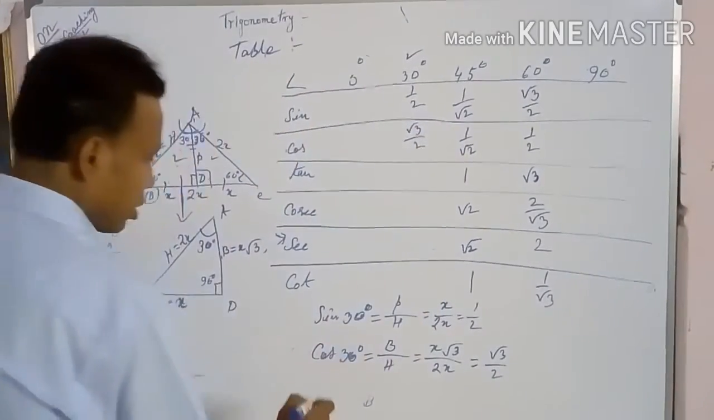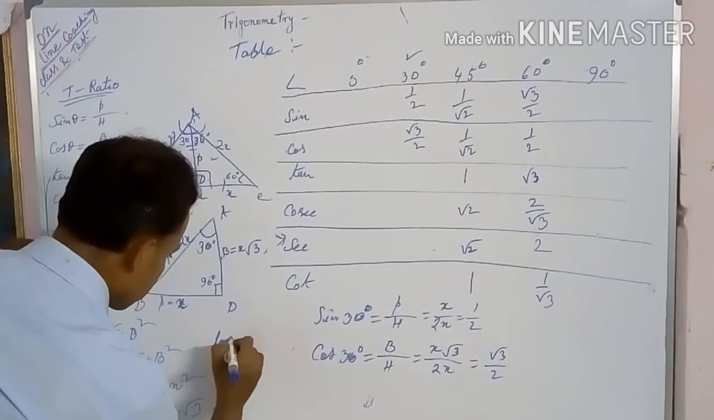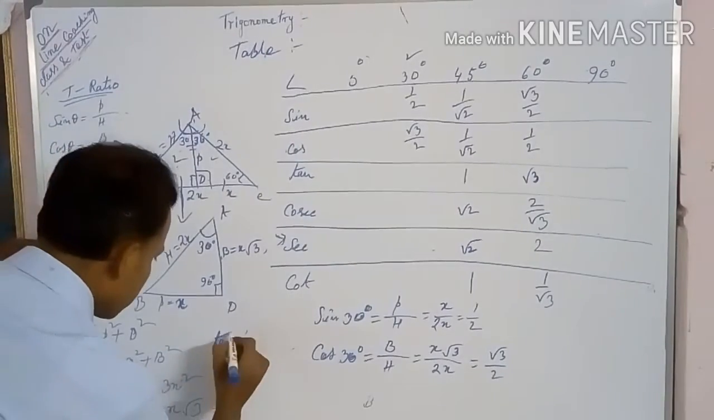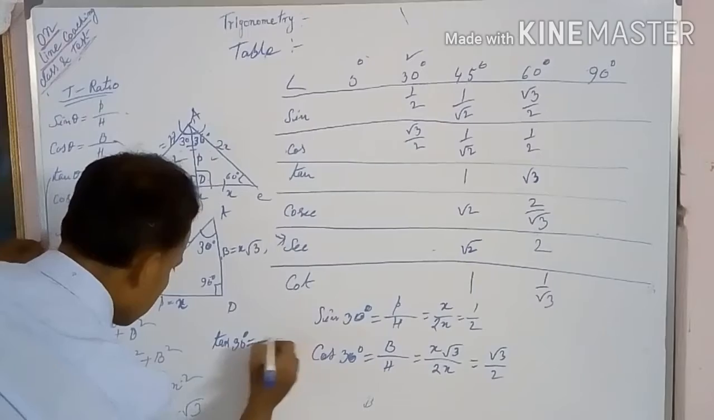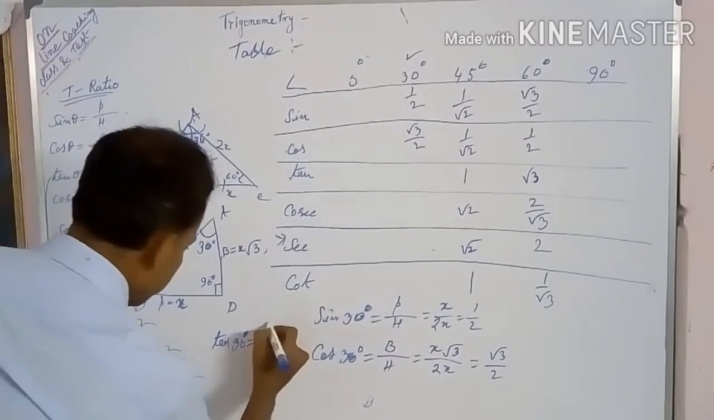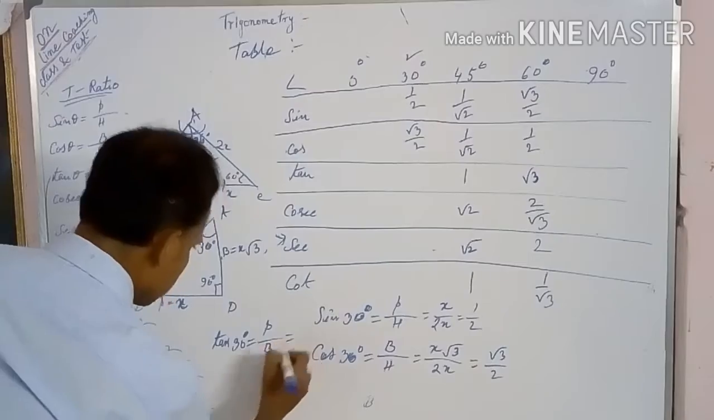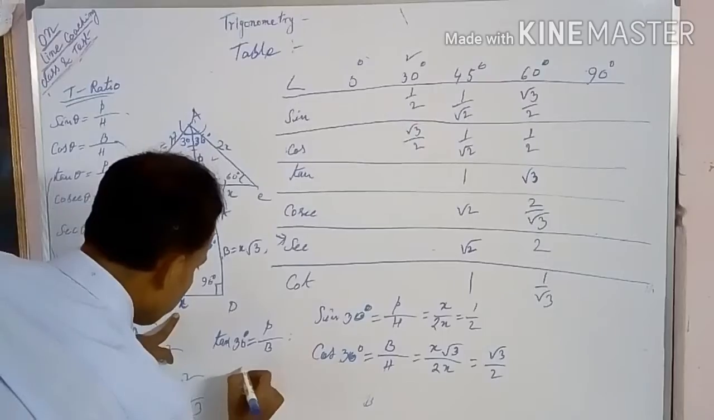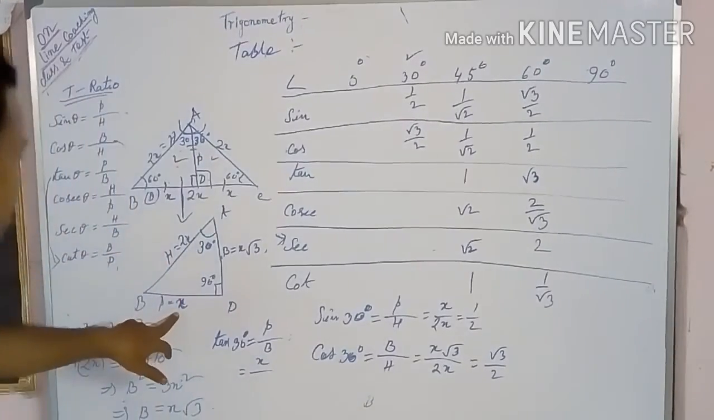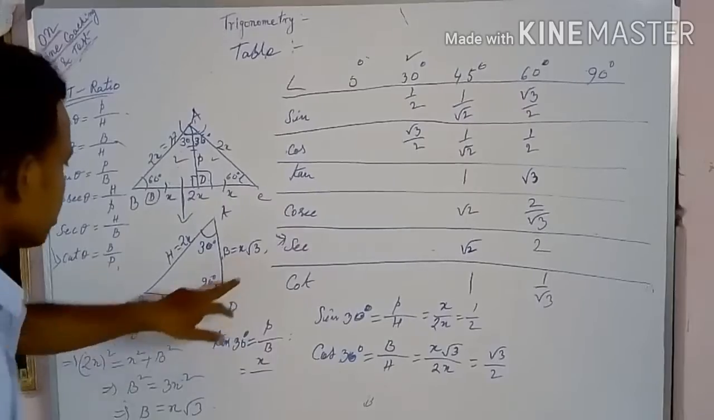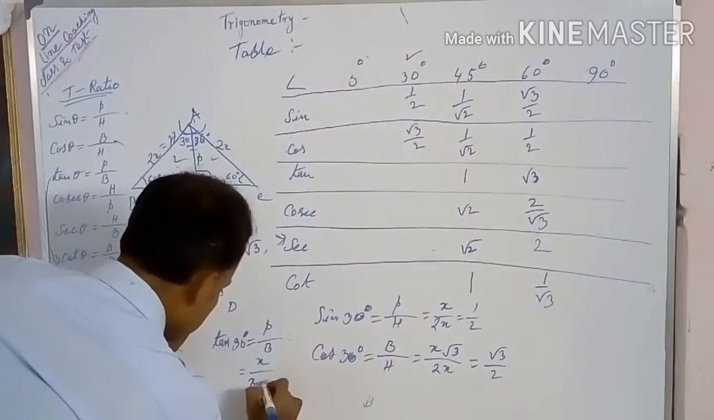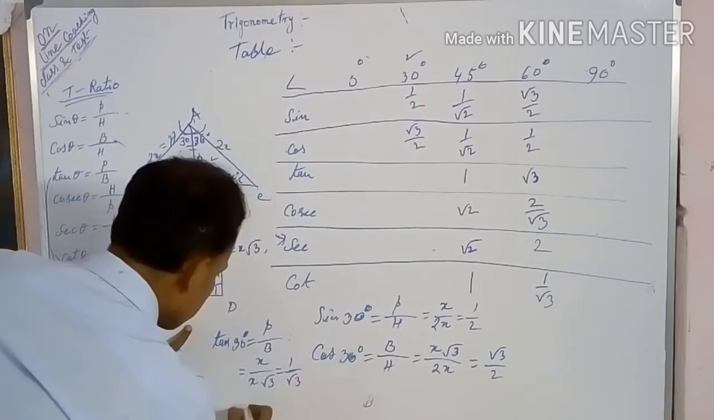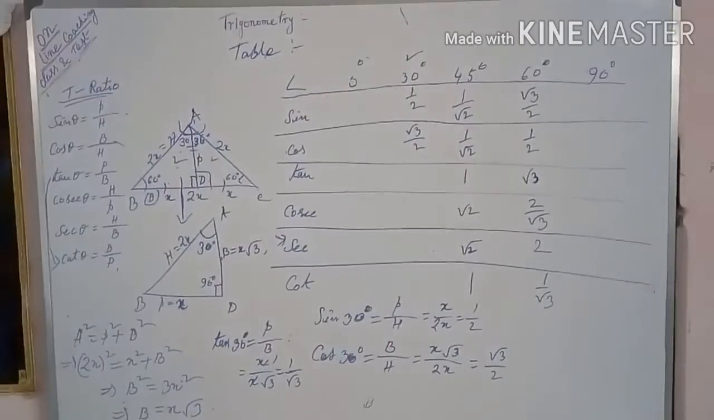What is the value of tan 30? The value of tan 30 is equal to what? Tan theta is equal to perpendicular by base. The value of perpendicular is equal to x, and the value of base is equal to x root 3. That is 1 by root 3. The x cancels out, 1 by root 3.